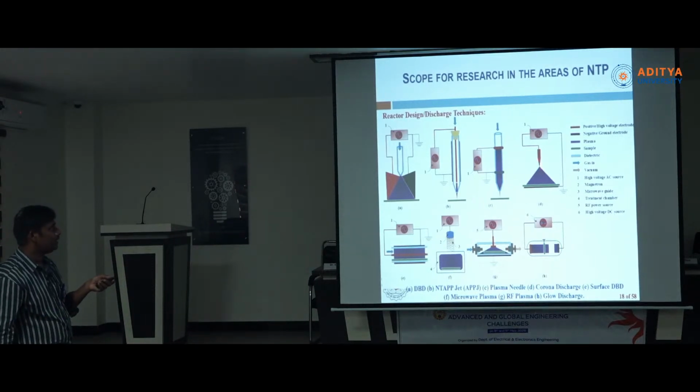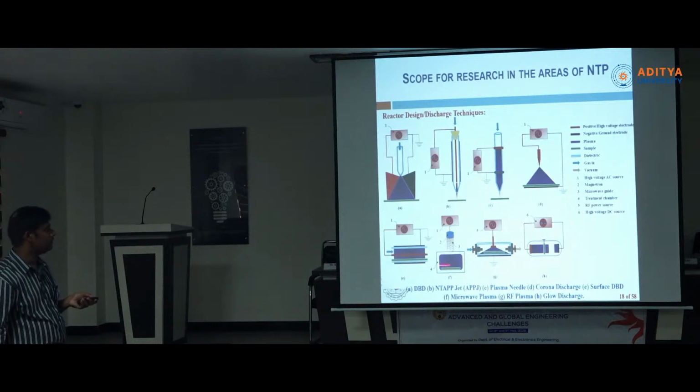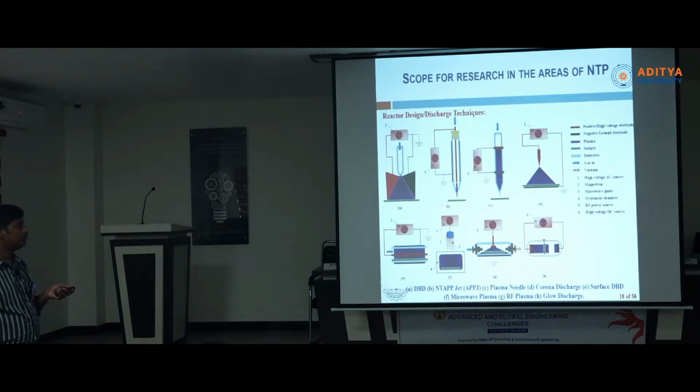Directly there is an electrode. We are applying high voltage to this electrode, and there is a platform which is grounded, and the subject which needs to be treated can be placed here. Then directly it will get exposure to the plasma. This is direct discharge between the high voltage electrode and the ground electrode. So this is said to be corona discharge. Then we have surface discharge, volume discharge, then microwave discharge, radio frequency plasma. So many types are there.